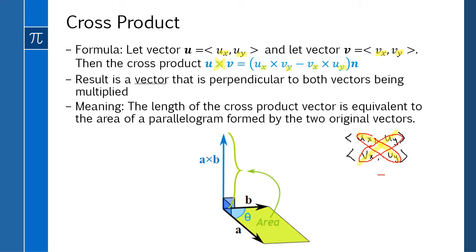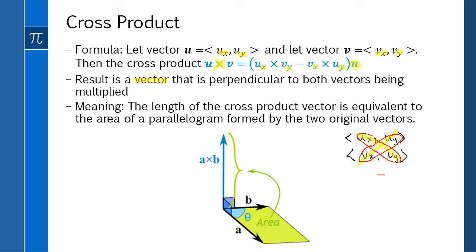Notice that we also have this n tacked on at the end. And that is because the result is a vector that is perpendicular to both vectors being multiplied. So if you have x components and y components, then your resultant vector will be a z vector, one that is coming out of the page in three-dimensional space, perpendicular to both your x and your y. If you had some sort of weird two-dimensional vector that had x and z components, then the cross product would be in the y direction, perpendicular to both of the ones that you were given.